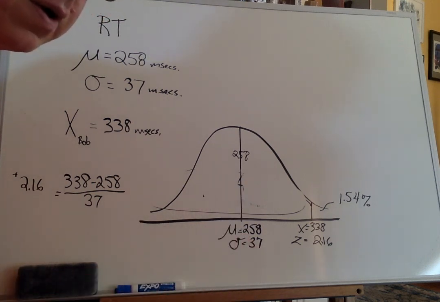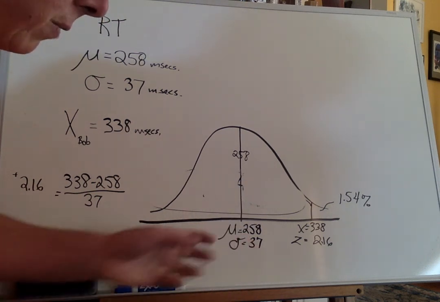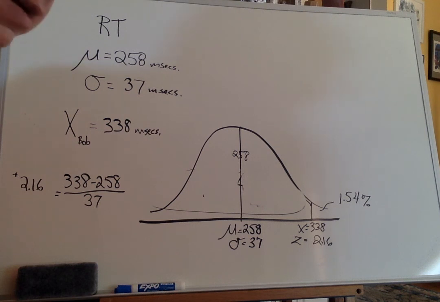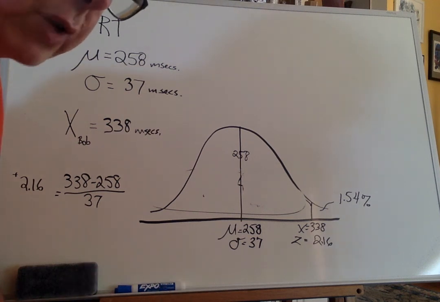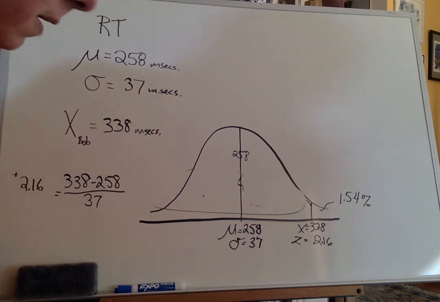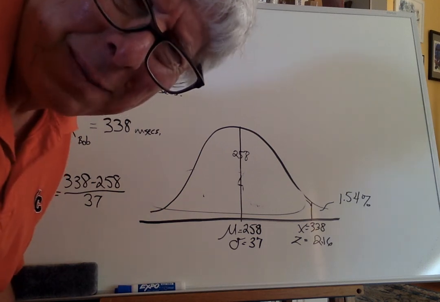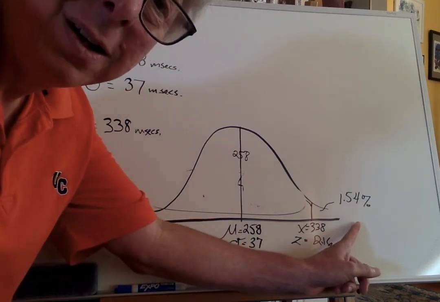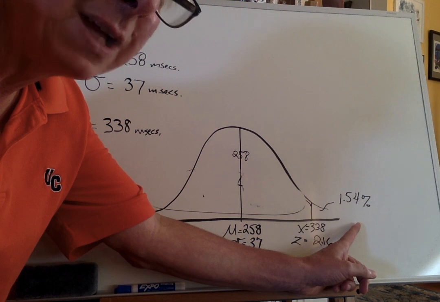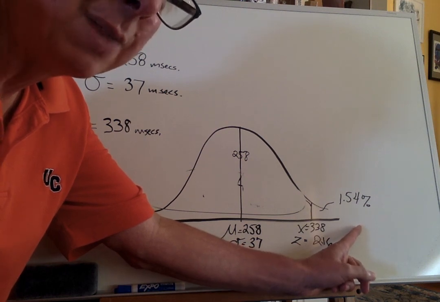Now, some people would say, well, probably around 258. Okay, I think that's a reasonable response. If somebody said, well, I would put it at 350 milliseconds, I'd be like, 350 milliseconds out here? Without any other information, why would you think that Mary would be out here?